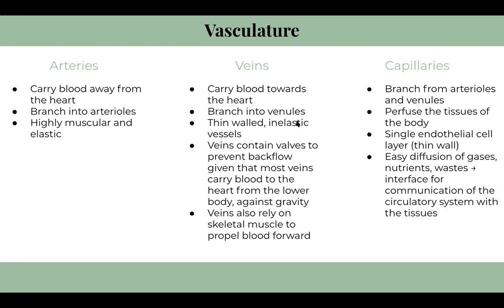And then the last type of blood vessels is capillaries. These branch from arterioles and venules. These are really, really small blood vessels. And these are kind of like the functional unit of the cardiovascular system, the circulatory system. And so they perfuse, which means they give oxygen to the tissues of the body. They only have a single endothelial cell layer, which means it's a thin wall, and this thin wall is important because gases, nutrients, waste, etc. can just diffuse across the thin wall.